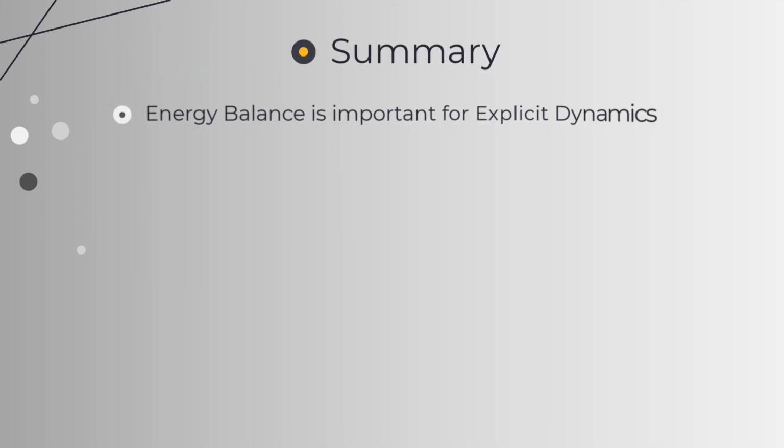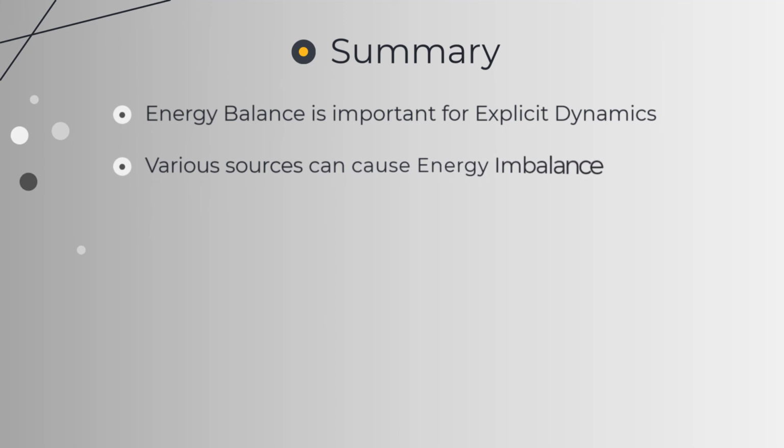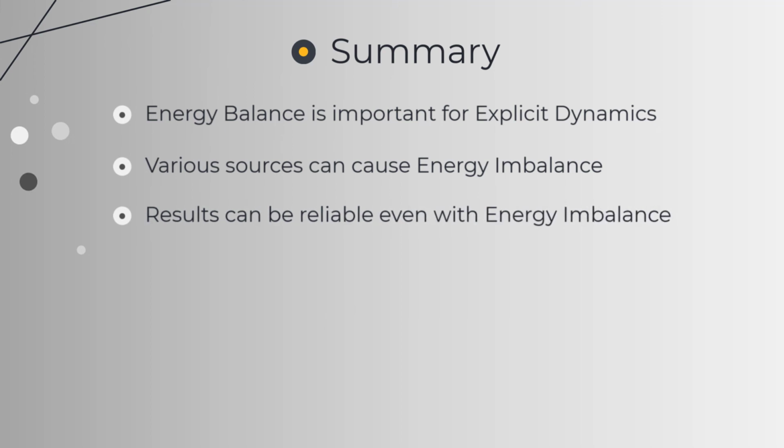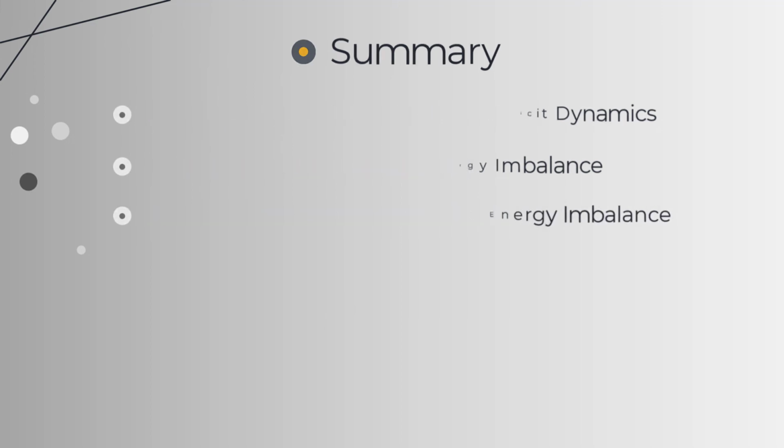So in this video, we have talked about energy conservation and it is important in explicit dynamics to check energy balance. Various reasons can lead to energy imbalance. We need to check them carefully. The results may still be reliable even with the presence of energy imbalance.